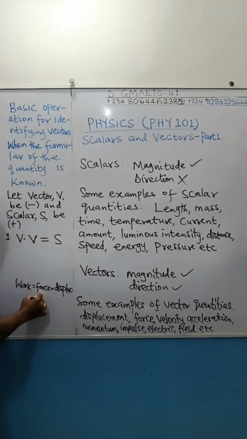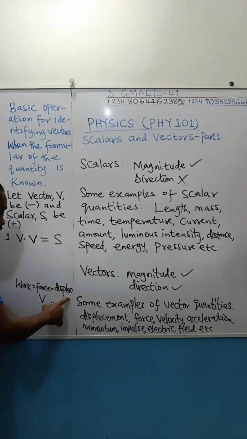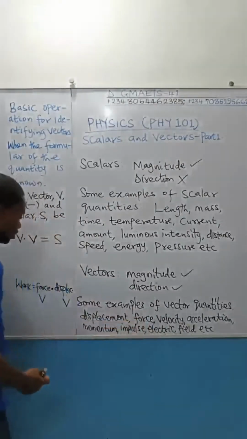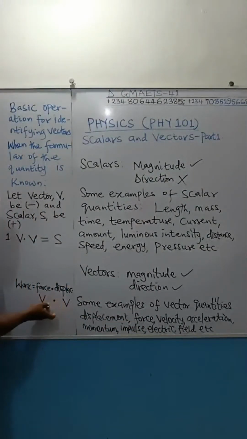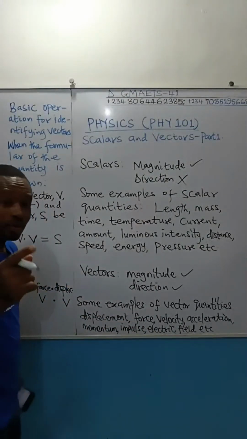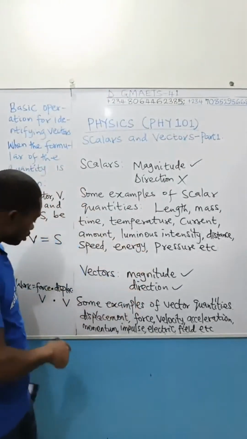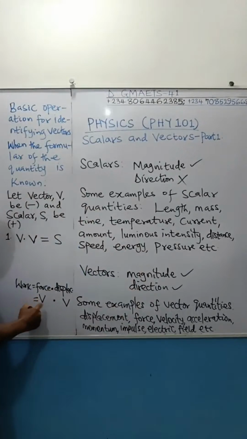Now, force is a vector quantity. Displacement is a vector quantity. You can see them here: displacement, force. So they are a dot product. When you multiply them, if the multiplication is a scalar multiplication, the result you are going to get will be scalar. Vector dot vector. Vector times vector.